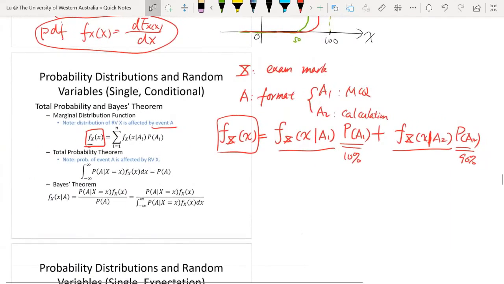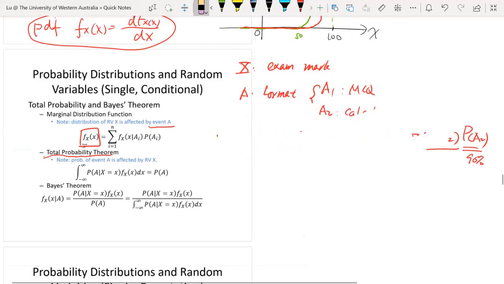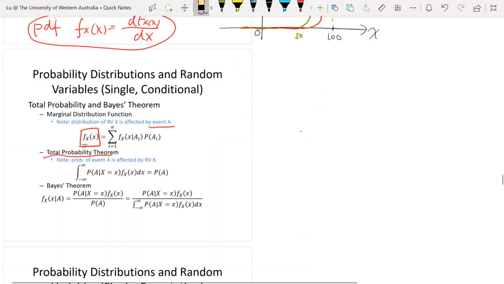Okay, this is the first concept, the marginal distribution function, and let's move on to the next one, the total probability theorem. Actually, this idea is so similar to the marginal distribution function, a little bit different. Okay, so let's just find some space and keep writing. Regarding the total probability theorem here, the target is to evaluate what is the probability of the event A. So this is our target.